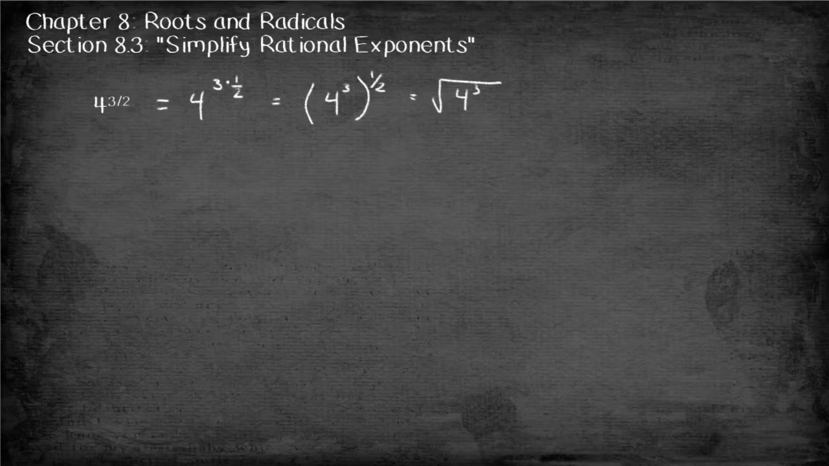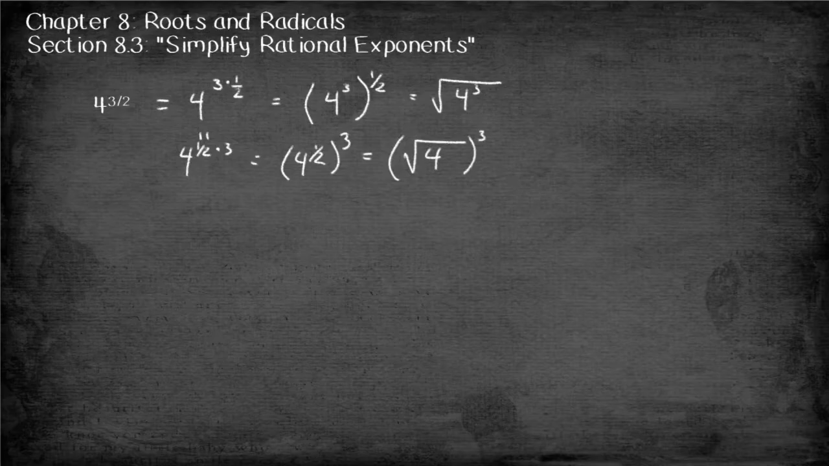Or, we know that multiplication is commutative, right? So this could also be rewritten as 4 to the 1/2 times 3, or 4 to the 1/2 cubed, which would be the cube of the square root of 4. Since the square root of 4 is 2, this would be equal to 8.